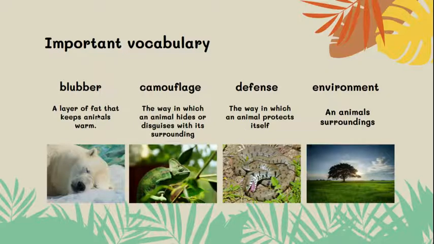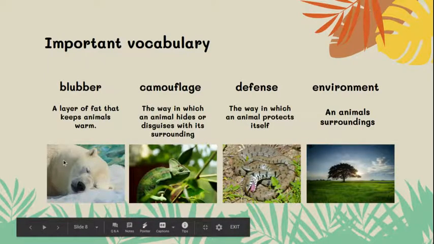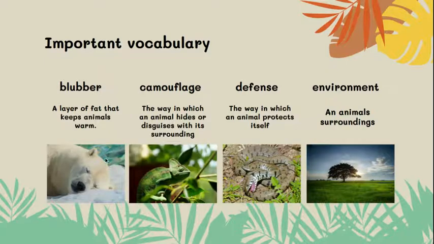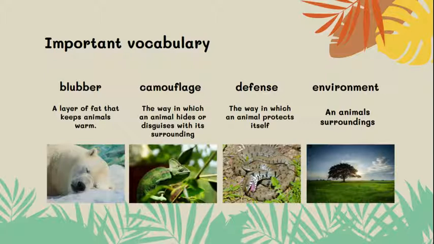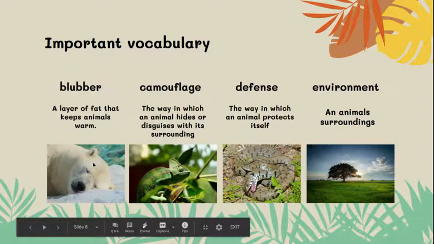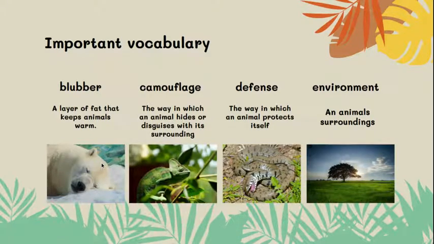Blubber is a layer of fat that keeps animals warm. So a lot of animals have this layer of fat called blubber, and it just helps them keep warm. Okay, like a polar bear. Polar bears have blubber because they live in the Arctic and they need the blubber to keep them warm, because they don't have jackets or anything like that like we do. They need their bodies. They need the blubber to keep them warm because they don't have all kinds of things like humans do to keep them warm.